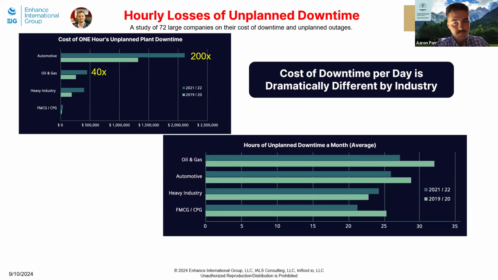The next graph is a very different trend. It illustrates the average downtime hours. So we're looking at time, not cost now, each month for a plant.